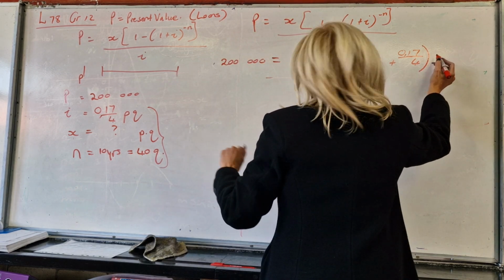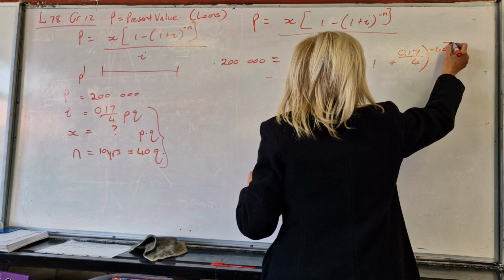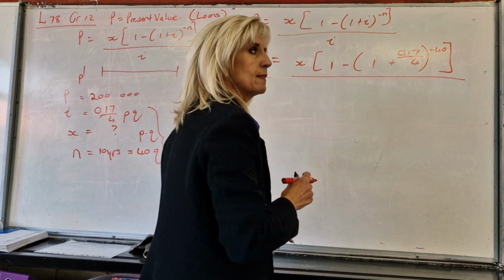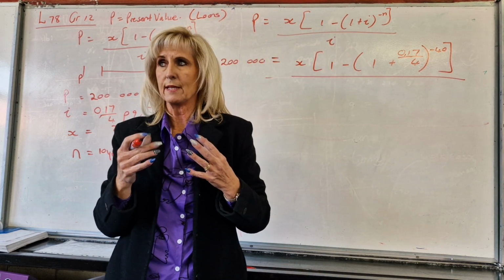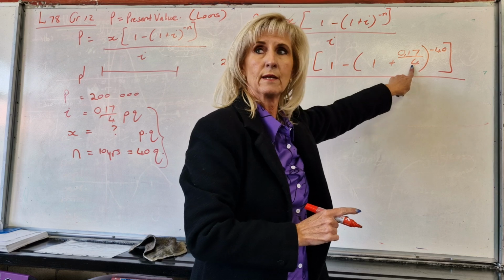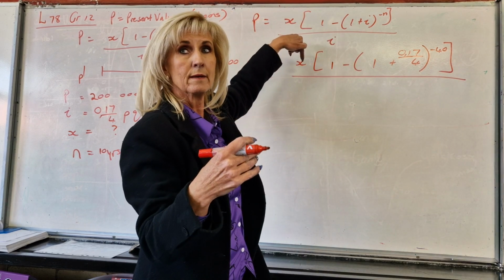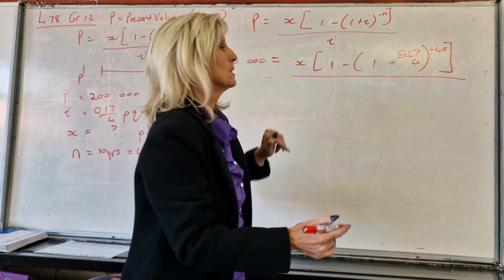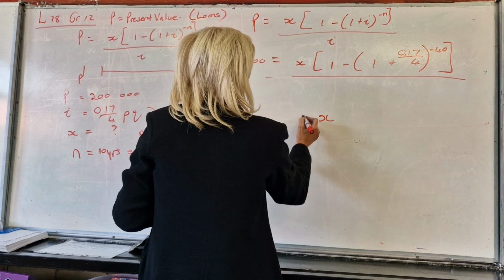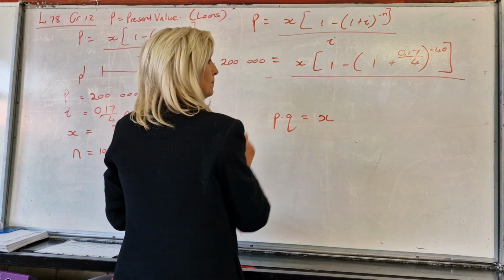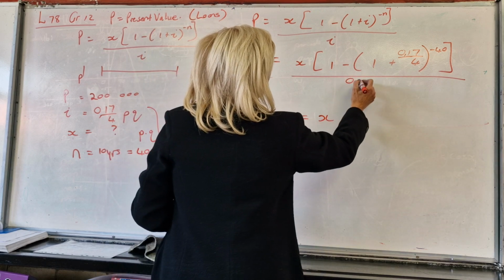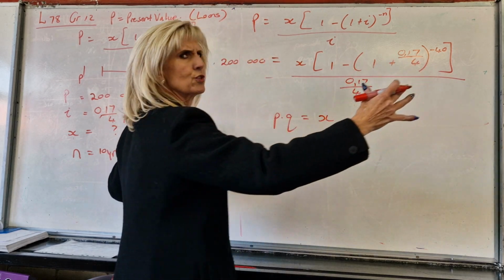Your N, we decided, was 40 quarters. And as you sit there, speak to yourself, you're not a crazy person, that you think quarterly, quarters. This is what I will pay per quarter, quarterly. So your X, when you work it out just now, you're going to have it per quarter. 0.17 over 4. It's just huge.